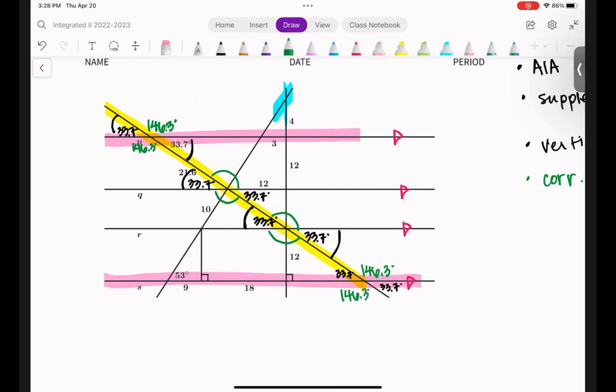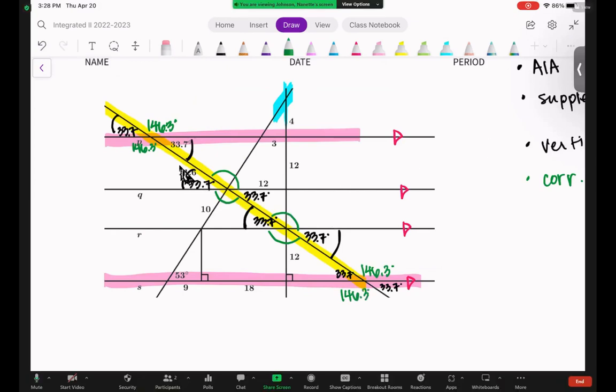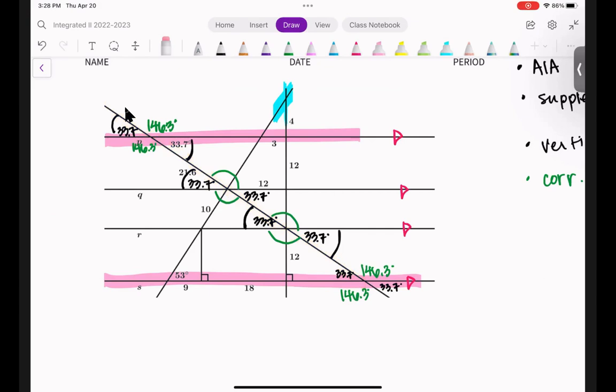All right. So now we have a bunch of angles along here. Because I've used all of my parallel lines with this yellow line, I'm now going to change my transversal. I'm going to use this transversal instead. It doesn't matter which one you use. I'm just going to pick the next one, which for me is this one.